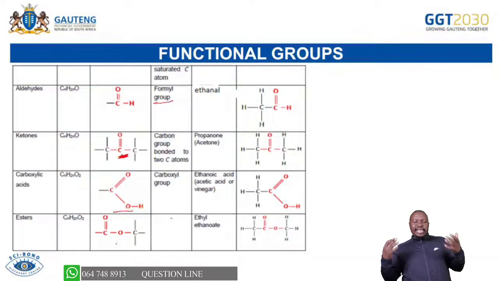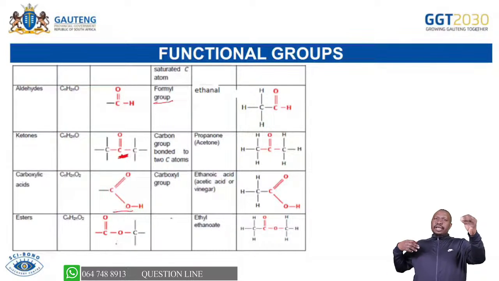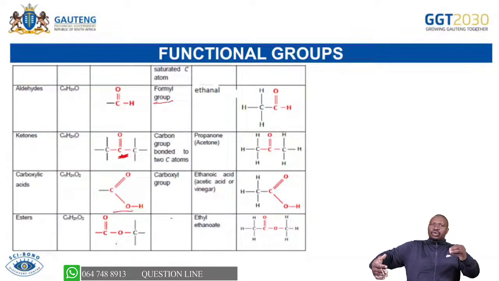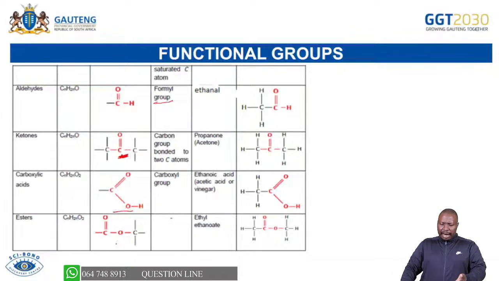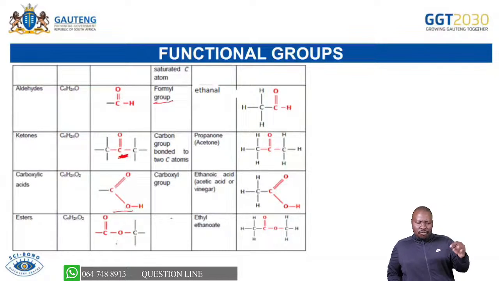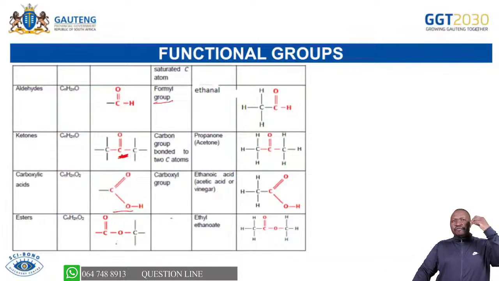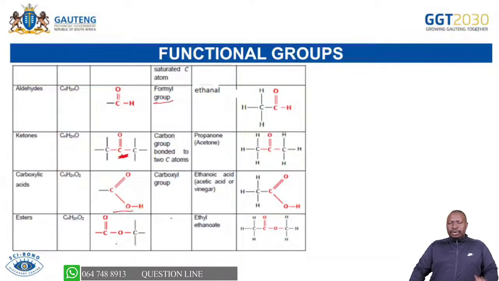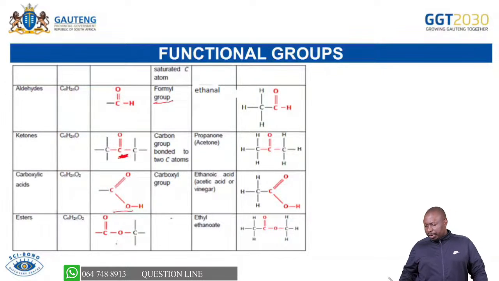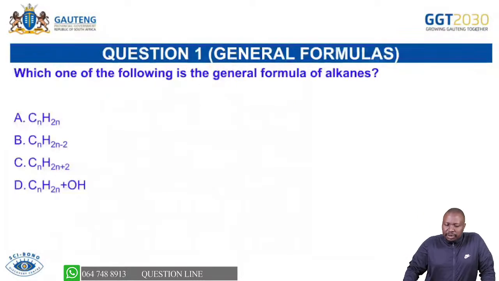So please ensure that you know the functional group, the structural formula of the functional group, and the name of the functional group. We have named about 4 of them: your carboxyl for carboxylic acid, your carbonyl for ketones, your formyl for aldehydes, and your hydroxyl for alcohol. So please don't forget those 4 names. It is important that you remember the names of the functional groups.